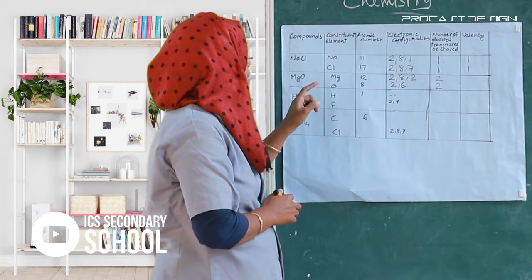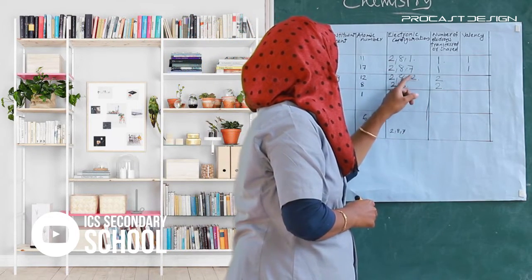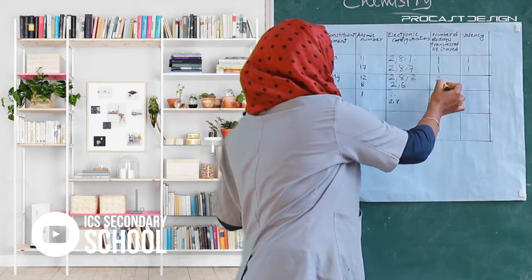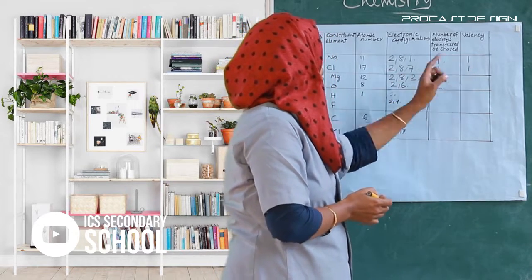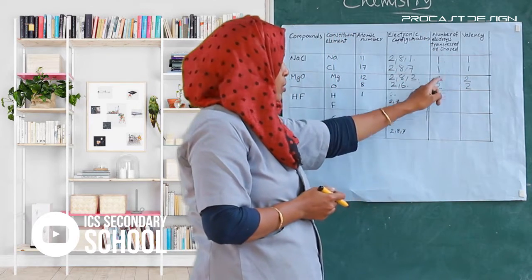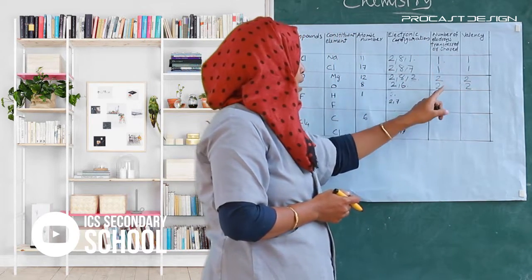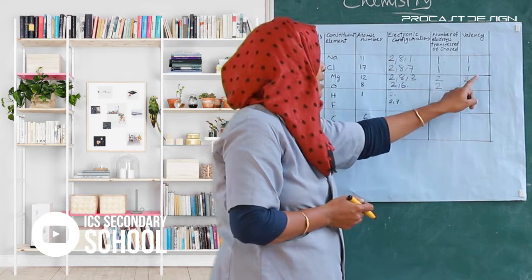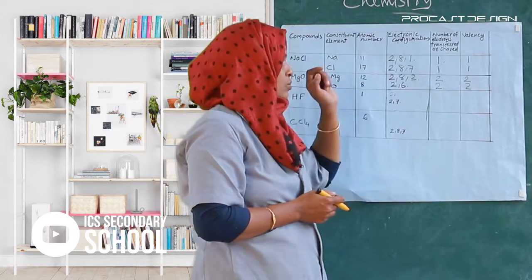So the valency of magnesium is 2 and the valency of oxygen is also 2. The number of electrons transferred or shared is 2 and 2. So the valency is 2, 2.